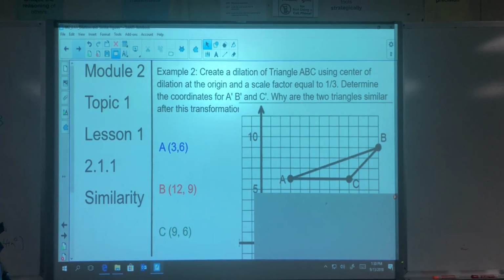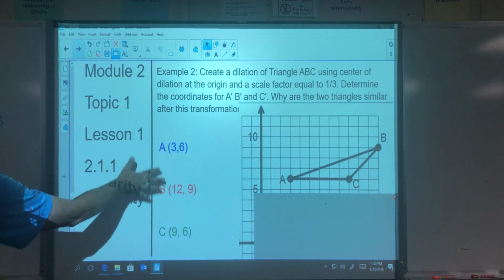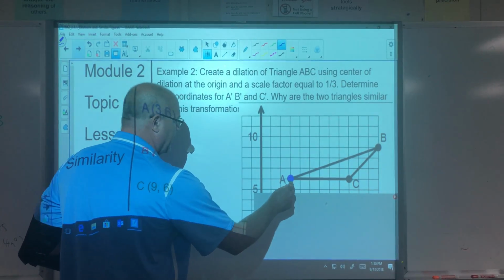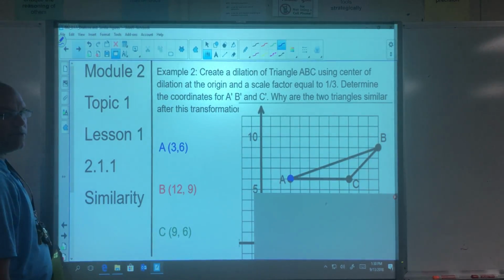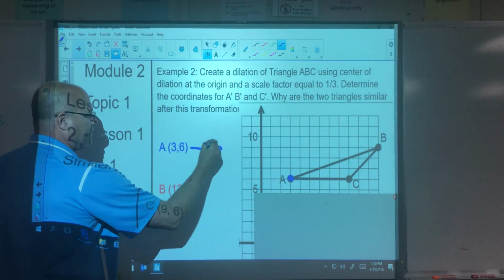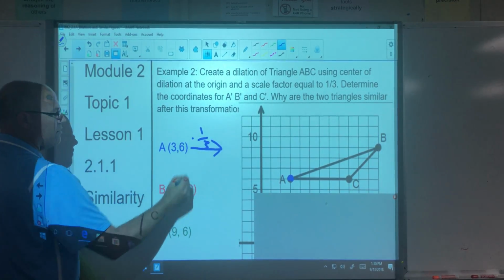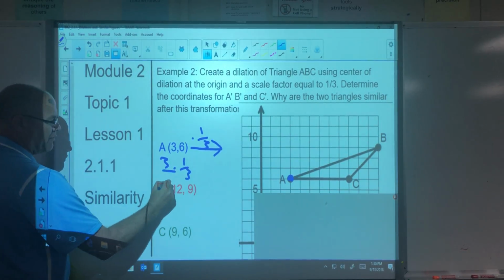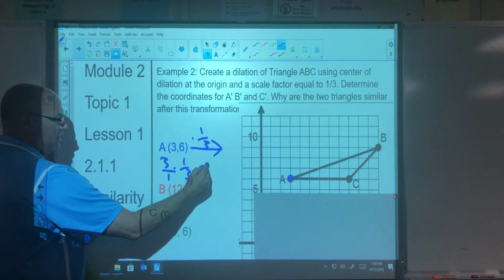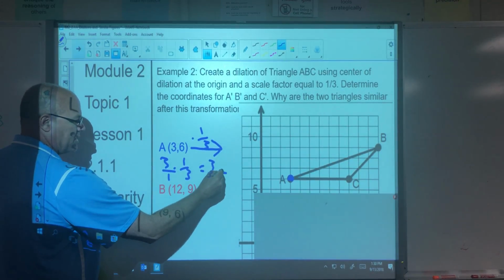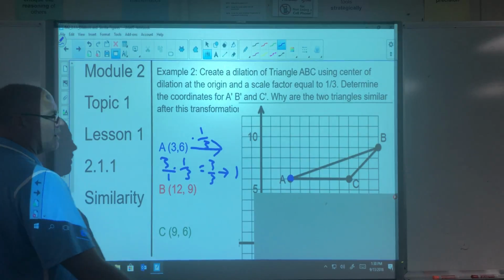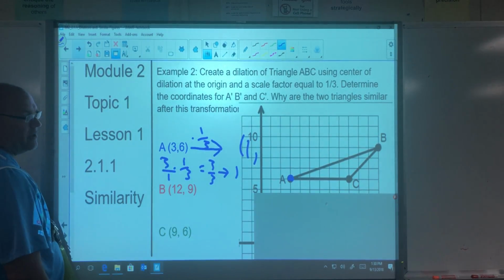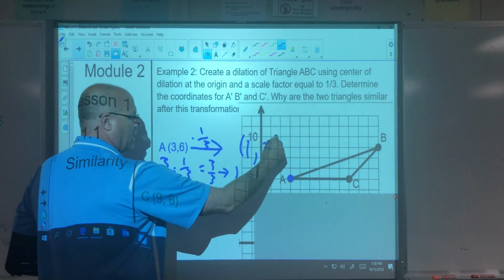All right, so this time we have our original triangle. I already wrote down the coordinates for A, B, and C. So for point A here, it says the scale factor is 1/3. So don't I just multiply those by 1/3? So 3 times 1/3, I can do 3 over 1, make it easy. That gives me 3 over 3, which becomes 1. And then when I go 6 times 1/3, I'm going to get 2. So it's going to be 1, 2.